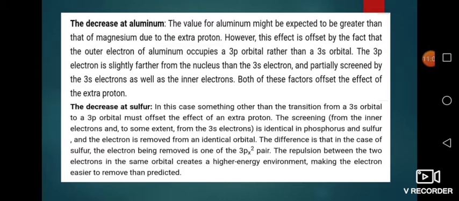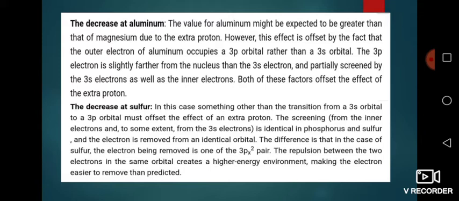So the removal of an electron from the P subshell in the case of aluminium is easier as compared to the removal of an electron from the S subshell in the case of magnesium. So the ionization energy of aluminium will be less as compared to magnesium.